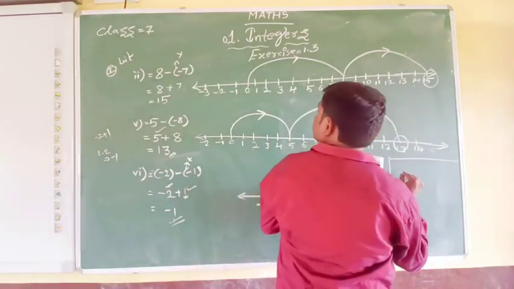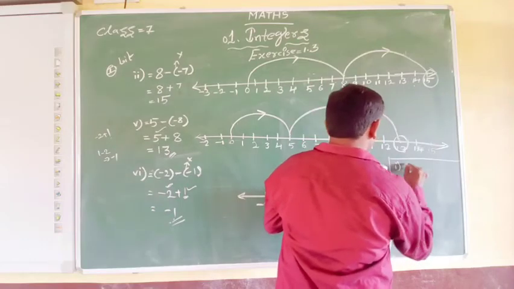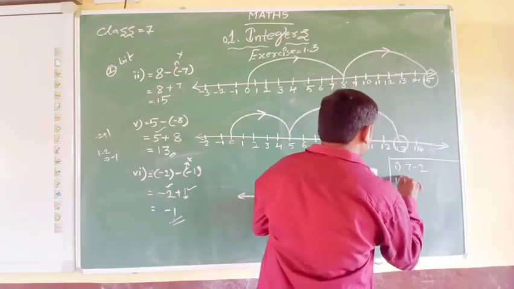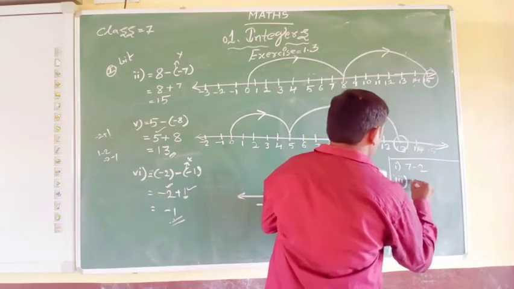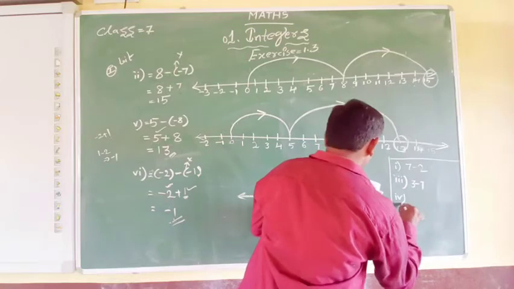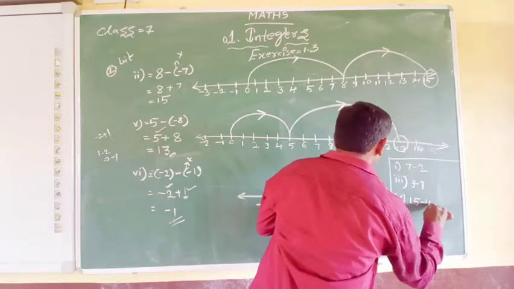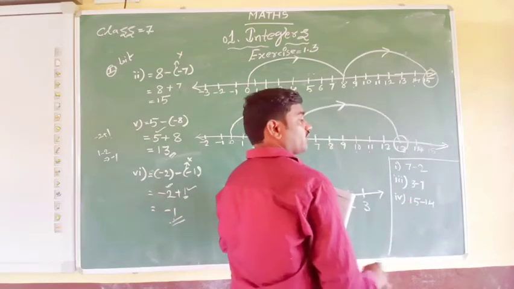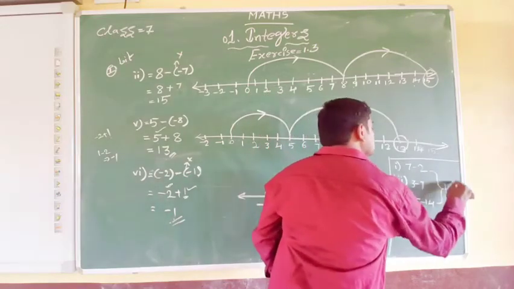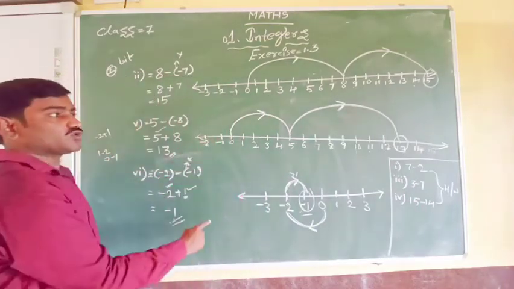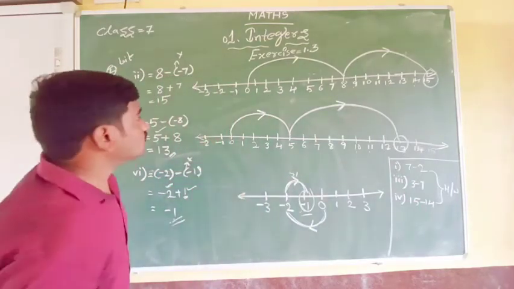The first question is 7 minus 2. The second question I already solved. The third question is 3 minus 7. The fourth question is 15 minus 14. These are direct questions, so that you can do them. These 3 questions you do as homework. Okay, 3 of them I solved, the remaining 3 you need to solve.